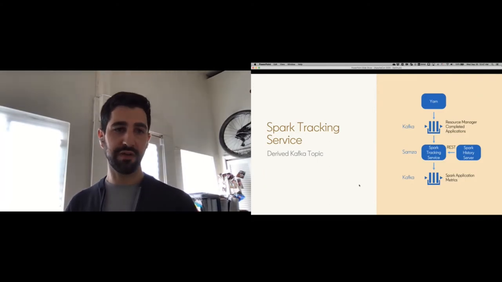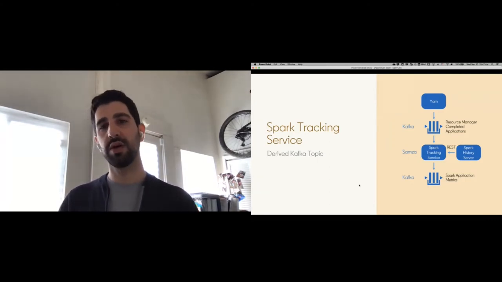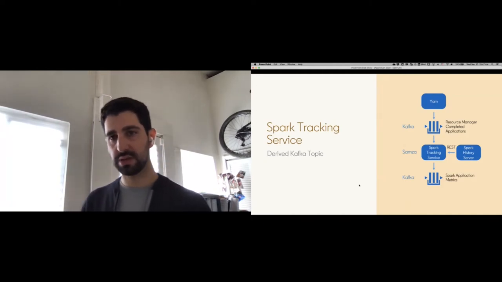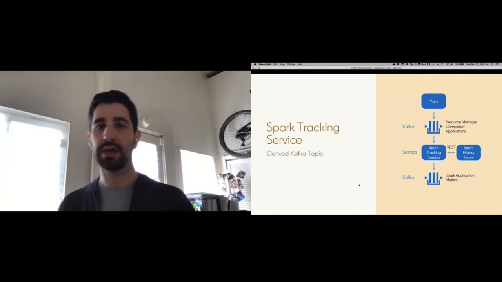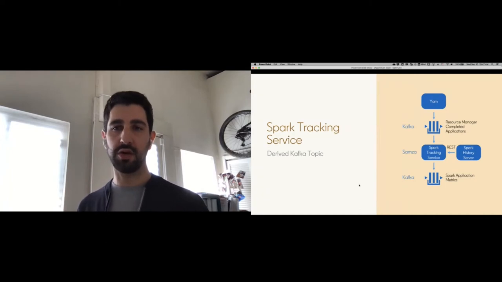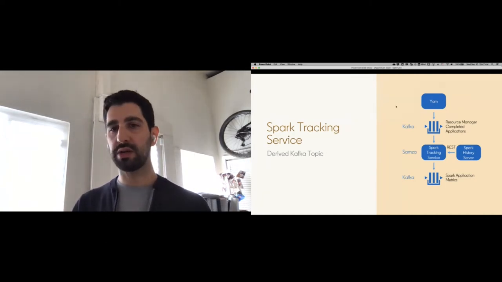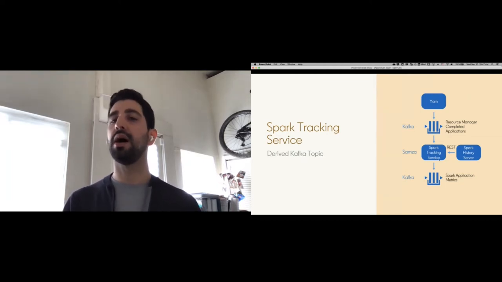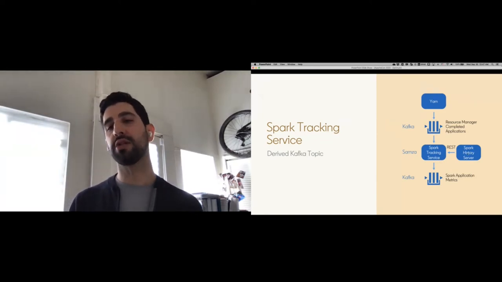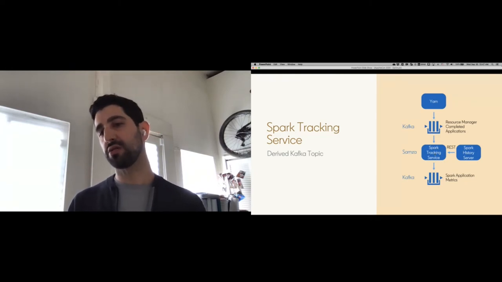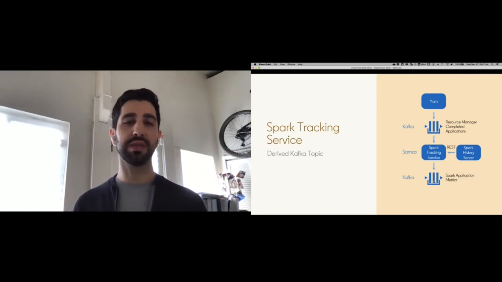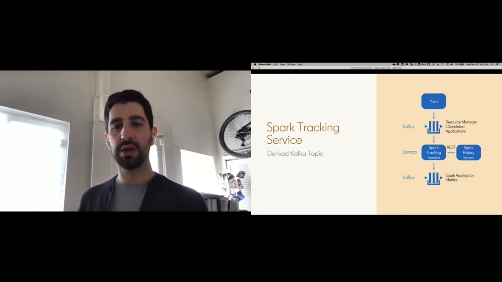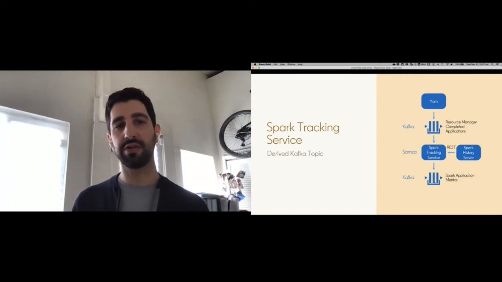This is an example of how we do derivation of Kafka topics, even in this context. The way that we populate the Spark metrics in Project Optimum is we have the YARN topic, which contains all of the resource manager completed application records, and those are emitted into Kafka. Now, we have a Samza job that is the Spark tracking service. It subscribes to the YARN topic, and every application that gets completed, it will go into the Spark history server and pull all of the metrics through a REST API, construct a record per Spark application run, and then emit that into Kafka again. So we have a transformation using Samza where we transform the YARN topic onto the Spark metrics topic. This is a nice example of how derivation could work.